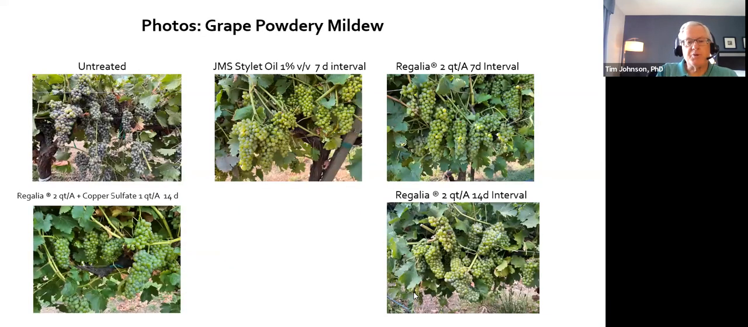Some nice photographs from the trial. This is when the evaluation was done. You can see the level of pressure in the untreated. We have over 41% severity. So that essentially means 42% of the grapes within a bunch are diseased. So that's a bit of a train wreck. And you can see the grapes looking quite nicely in the various treatments here.